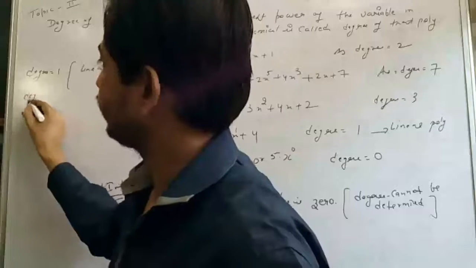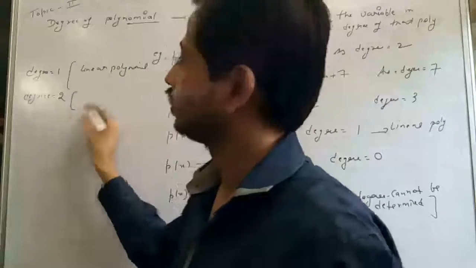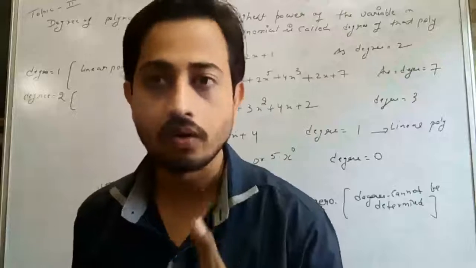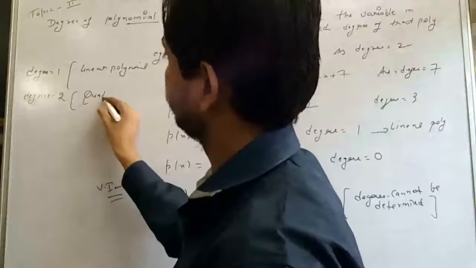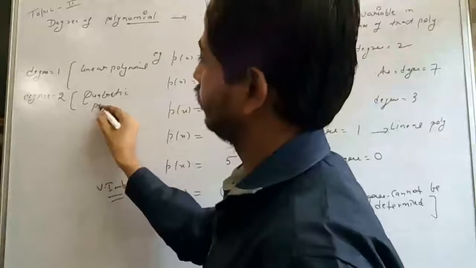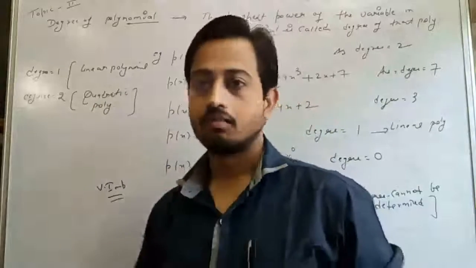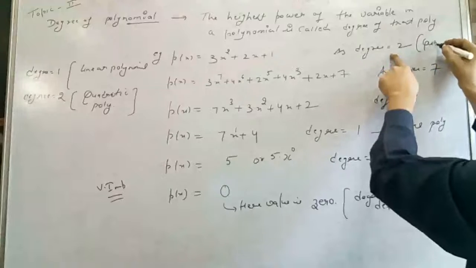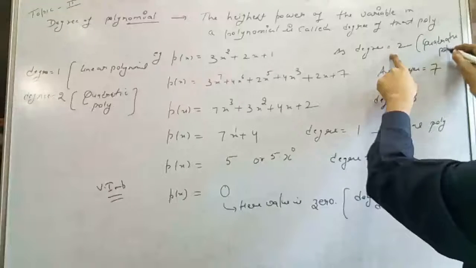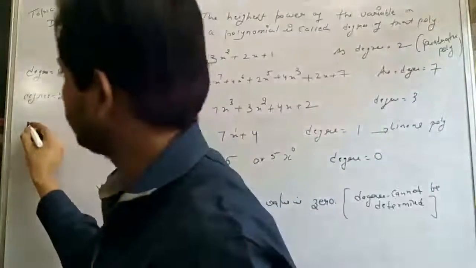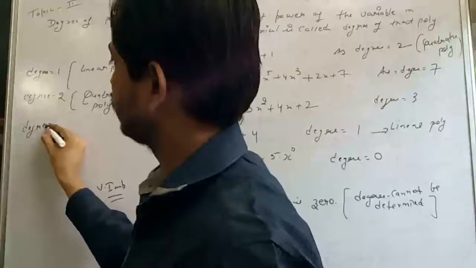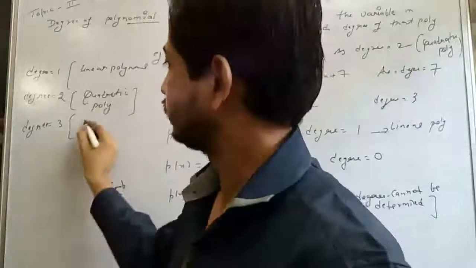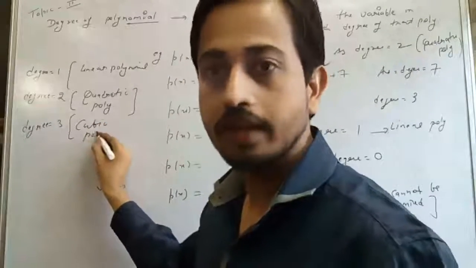Second one is, if you find the degree is equal to 2, its name is quadratic polynomial. For example, in this the degree is 2. This is your quadratic polynomial. Now, if you find the degree is equal to 3, the name of the polynomial is cubic polynomial. This one is your cubic polynomial.